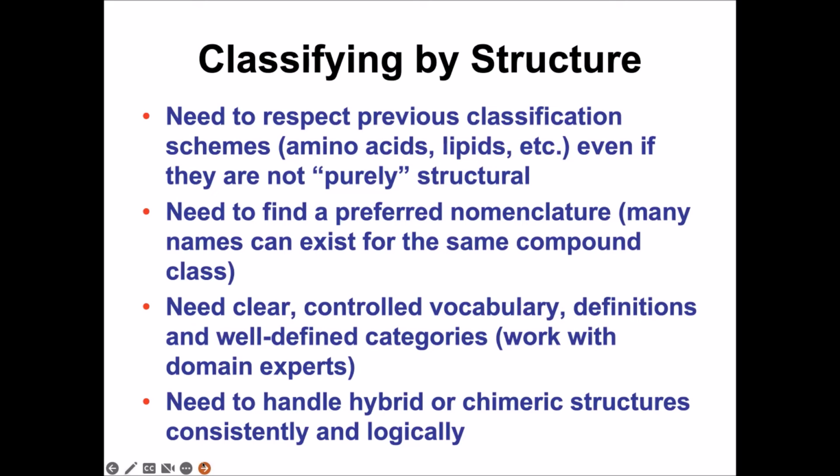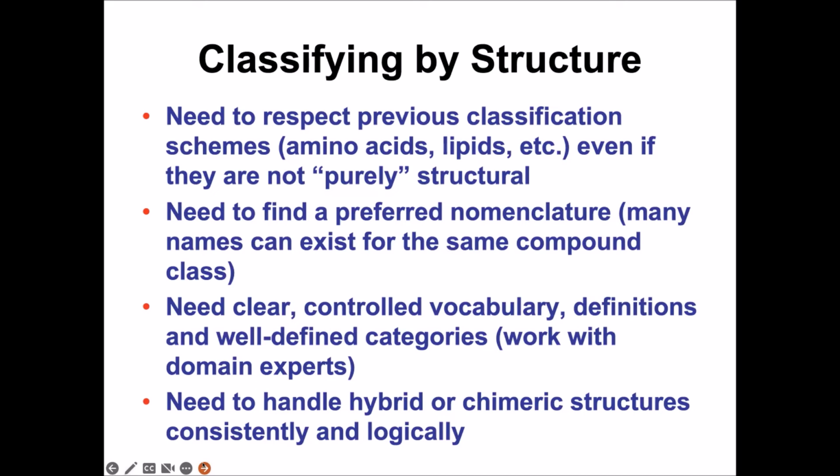We also had to come up with a preferred nomenclature because there actually were quite a number of common names or terms used for basically the same structures. Again, there's lots of discordance in the community. We had to create a clear, controlled vocabulary. We had to develop definitions. We had to develop well-defined categories that were structure related. And so that required a fair bit of work with various domain experts.